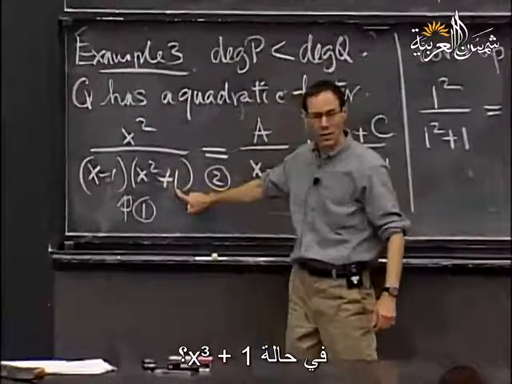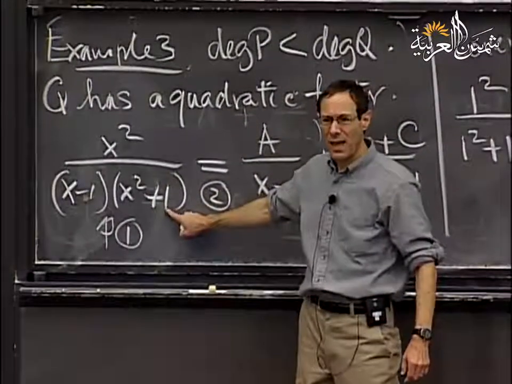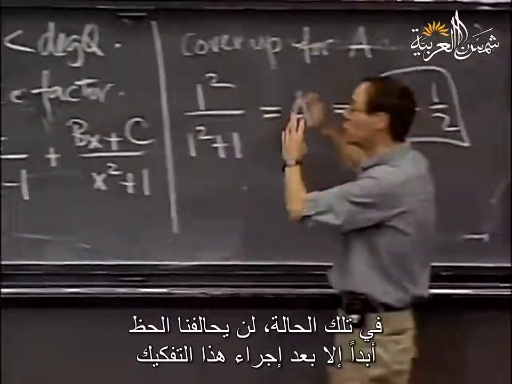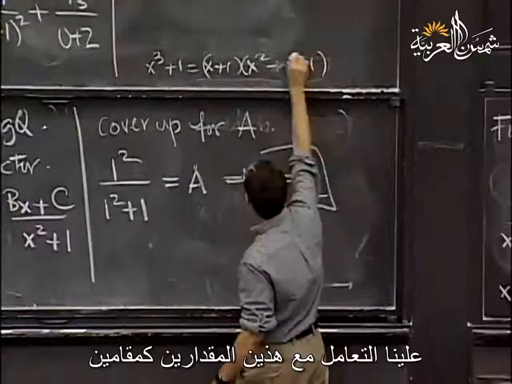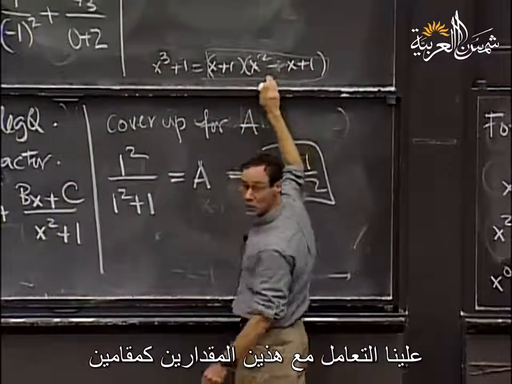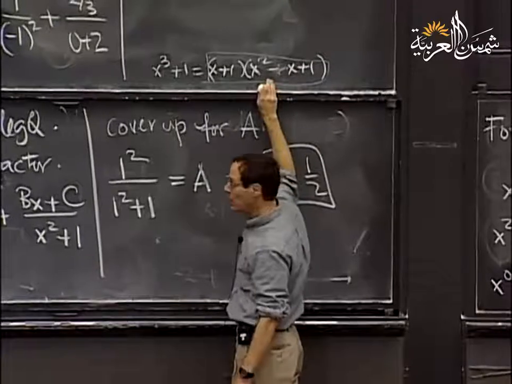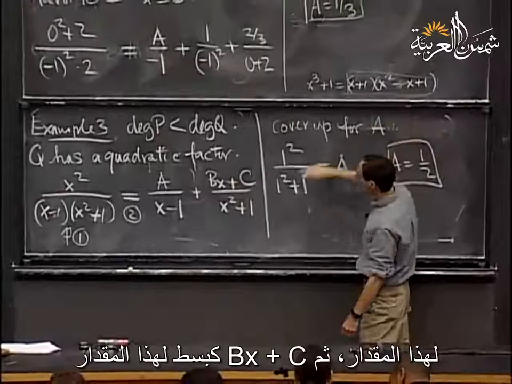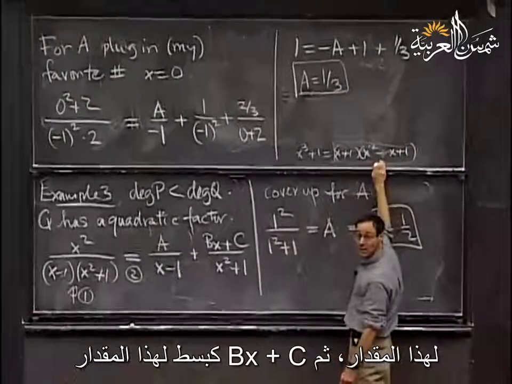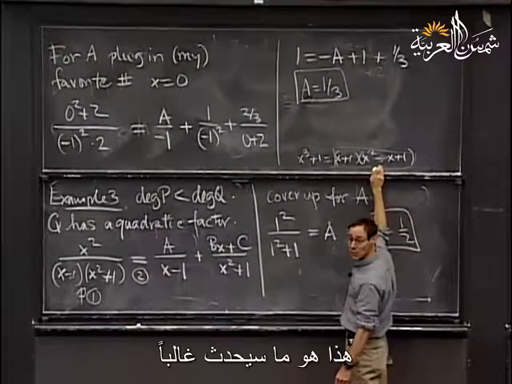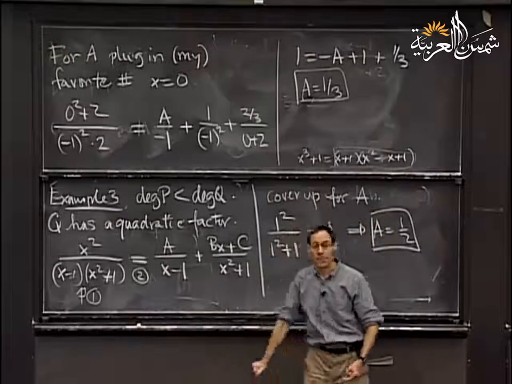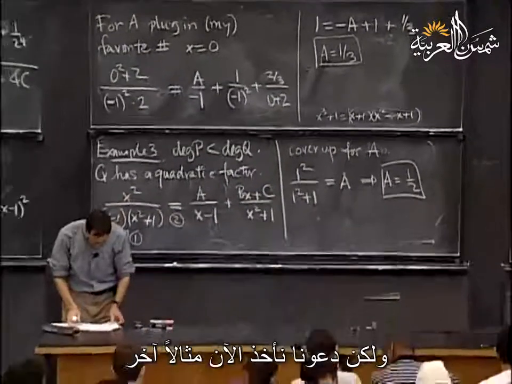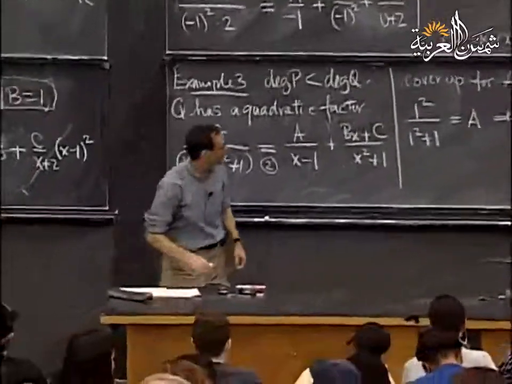In the x cubed plus 1 case, we are out of luck until we've completed the factorization. Once we've completed the factorization, we're going to have to deal with these two factors as denominators. So it'll be something over x plus 1, plus a bx plus c type of thing over this thing here. That's what's eventually going to happen. All right, but hold on to that idea. Let me carry out one more example here.